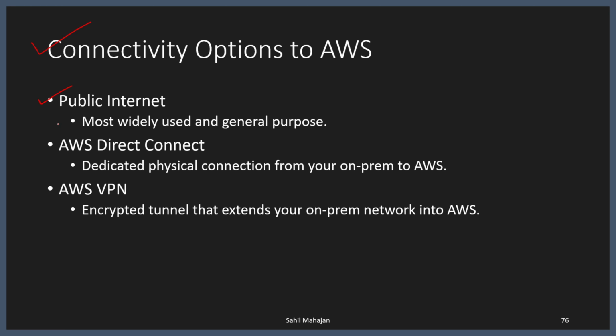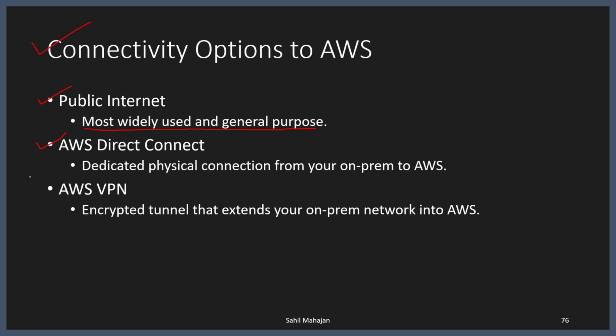The most basic, and the thing that everyone uses on a daily basis, is the public internet. You just go onto the website and you access it. This is the most widely used and is the general purpose option for your day-to-day use case. In fact, everyone uses it, be it any organization, you would access AWS through the public internet.